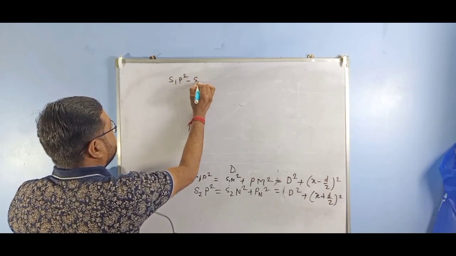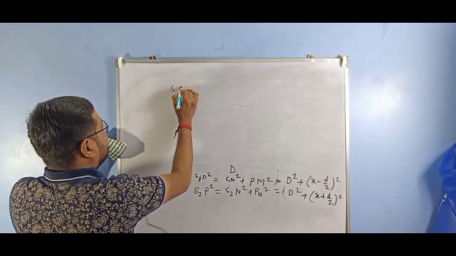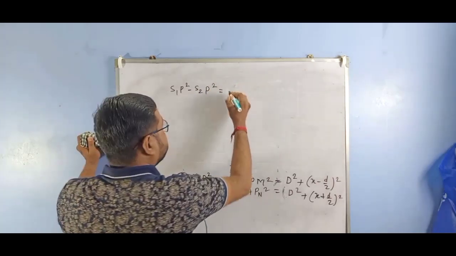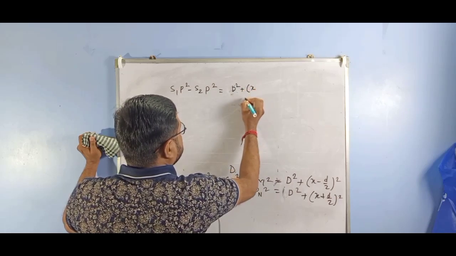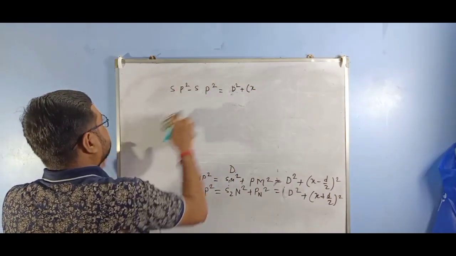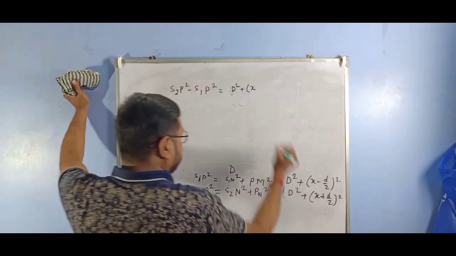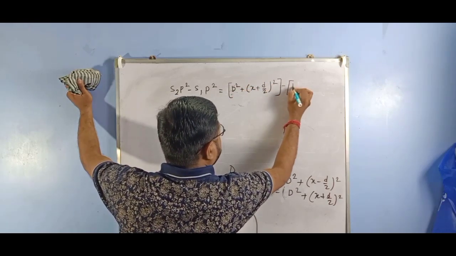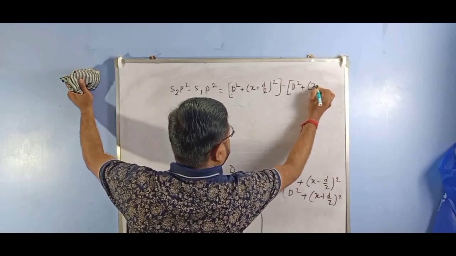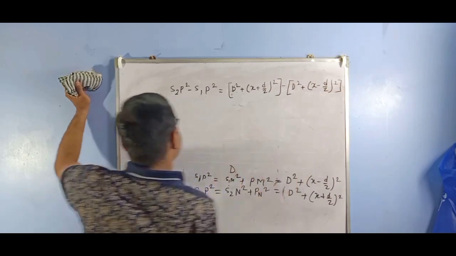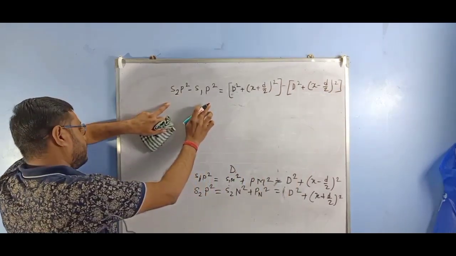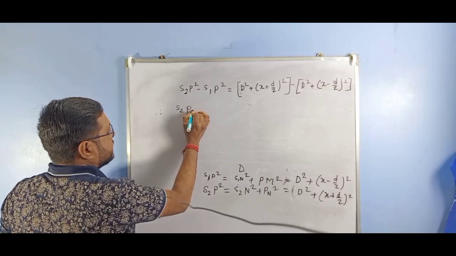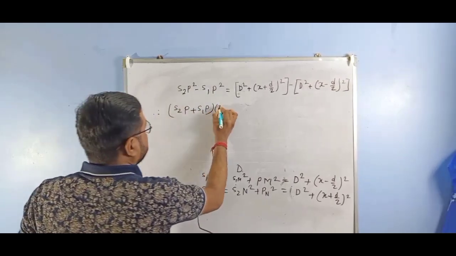S1P square minus S2P square, what can we get? Sorry, here S2P square is larger than S1P square. So, we write S2P square minus S1P square equals D square plus (x plus d by 2) square, minus D square plus (x minus d by 2) square. Now, if we factorize it in the a square minus b square form, then this is written as (S2P plus S1P) into (S2P minus S1P), that is a plus b into a minus b.